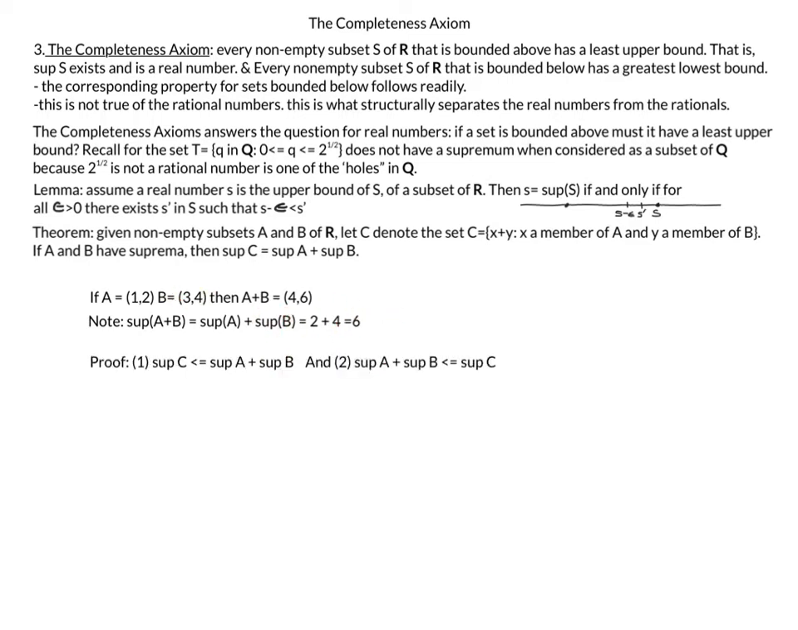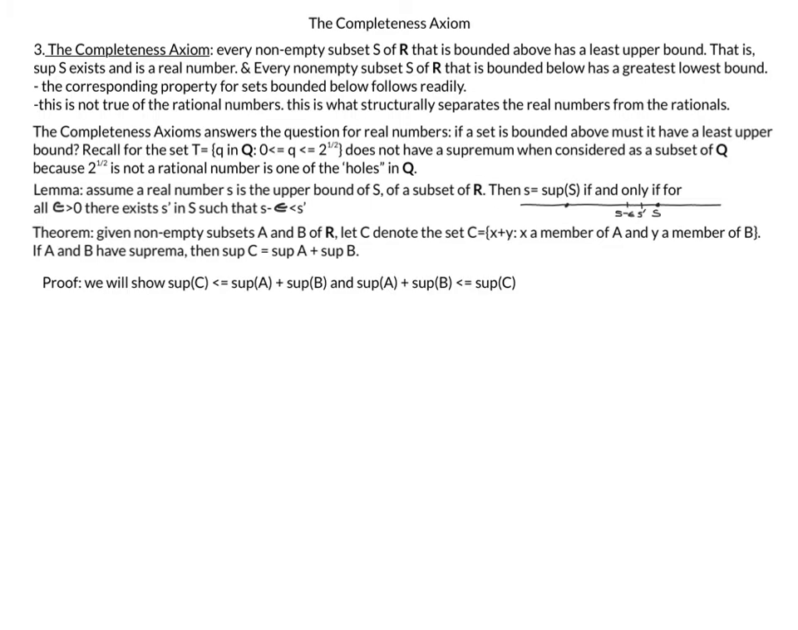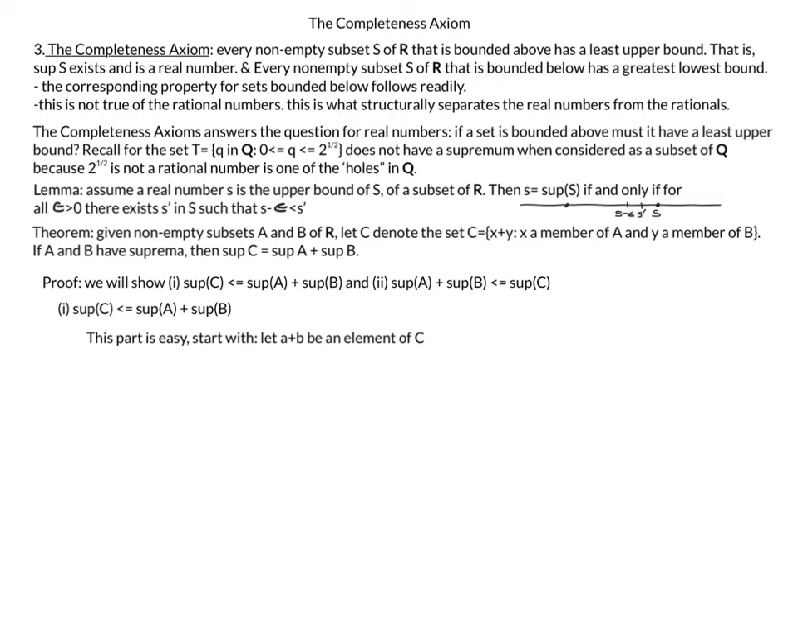To do this proof, we're going to show two things. To show the equality that sup of C equals sup A plus sup B, we're going to show, one, that sup of C is less than or equal to sup A plus sup B. And then we're going to show, two, sup A plus sup B is less than or equal to sup C, which just leaves us that the equality must hold. We'll start with the first part, which is sup C is less than or equal to sup A plus sup B. Actually, this part is easy because we let a plus b be an element of C.